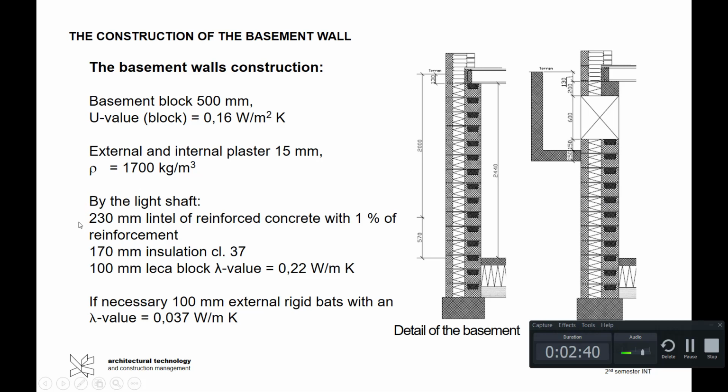Then by the light shaft, we have a lintel here, a slab for the ground floor here, and then we have some insulation with a lambda value of 0.033, and then we have a lacquer block as the outer leaf here. And then I have written here, if we don't get the right U value, then we could put insulation on the outside here as well, but we don't have that yet.